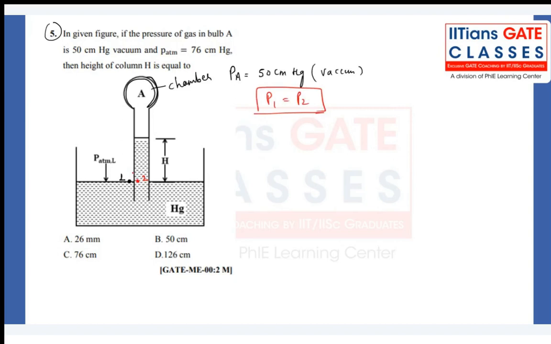Now, at point number one, we know that the atmospheric pressure will be acting, no problem at all. Pressure at point two will be what? Rho of mercury g into this height, this particular height, plus the pressure in the chamber.